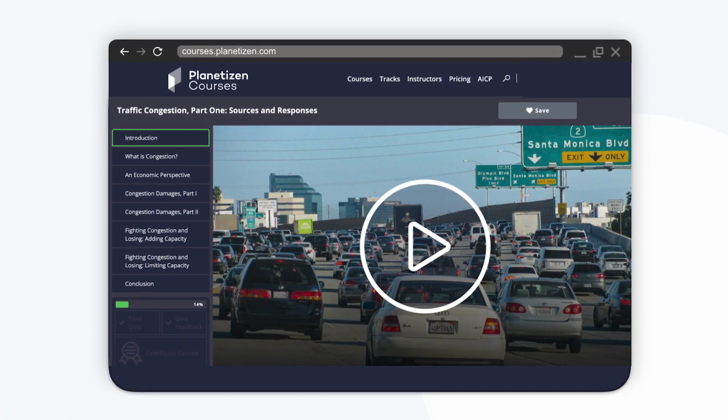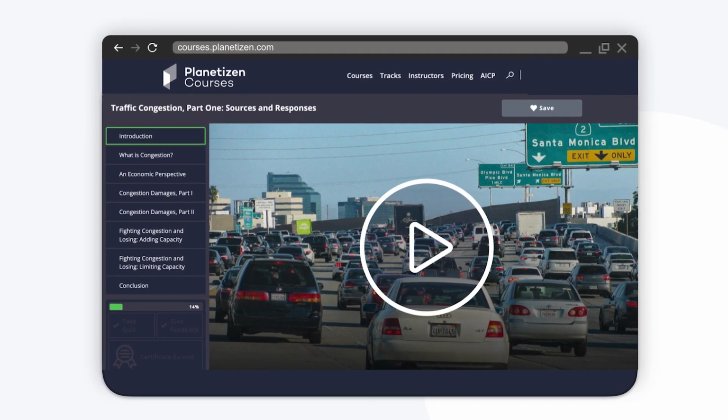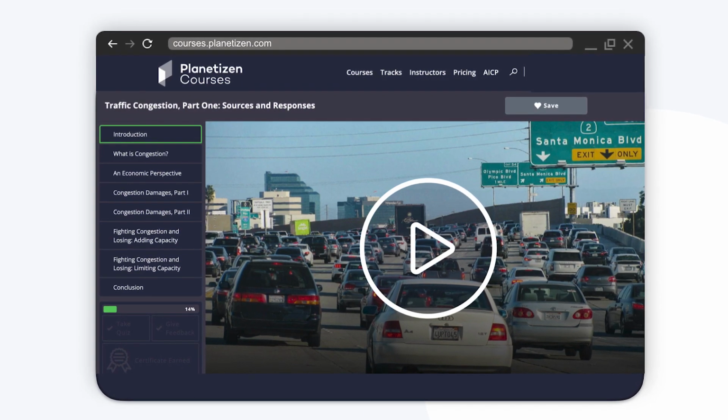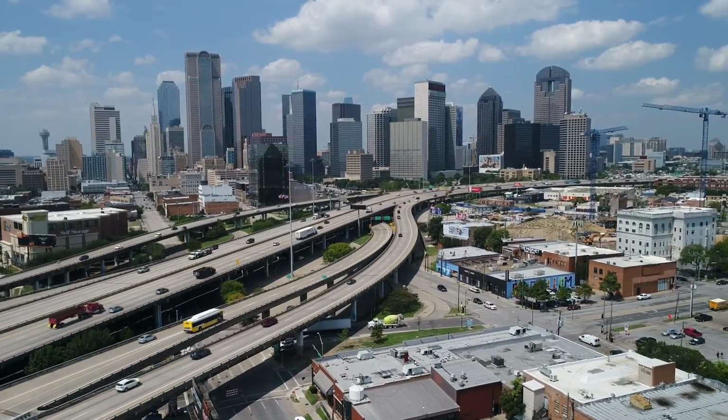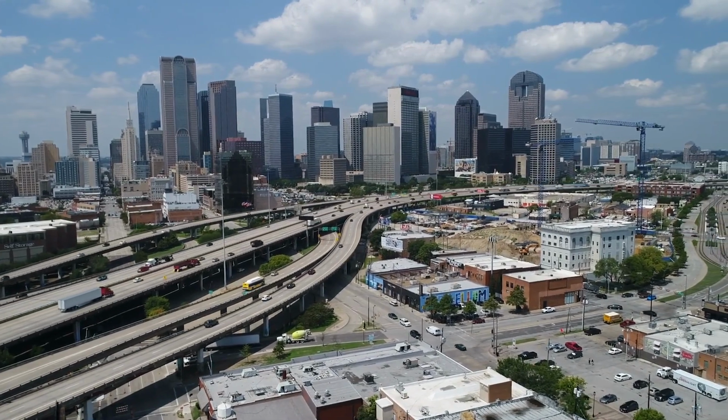The first part, which is about sources and nature of congestion and how to measure it, is also available on Planetizen, and if you have not listened to that one, you should do so first. This particular module, though it does contain some review of what went on in the last module, will be very hard to follow for students who have not taken part 1. With that, let's talk a little bit about what we're going to cover in the next hour or so.